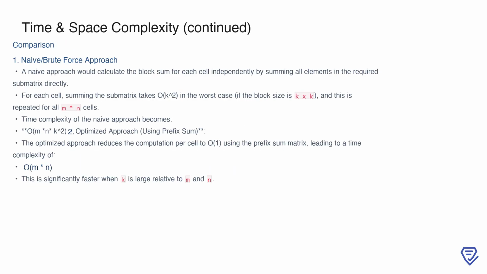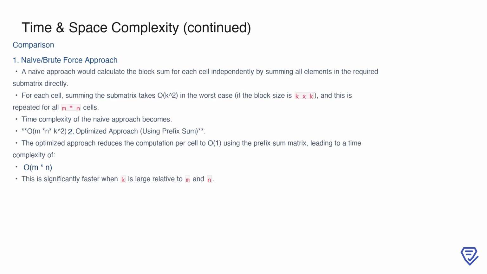When we compare this optimized approach to a naive method, the difference in efficiency becomes clear. In the naive approach, we would calculate the block sum for each cell individually by summing all elements in the corresponding submatrix. For a cell, summing the submatrix takes k squared time in the worst case, where k is the size of the block. Since this operation is repeated for all m*n cells, the total time complexity becomes m times n times k squared. However, in the optimized approach, we leverage the prefix sum matrix to reduce the computation for each cell to constant time. This reduces the total time complexity to O(m*n).